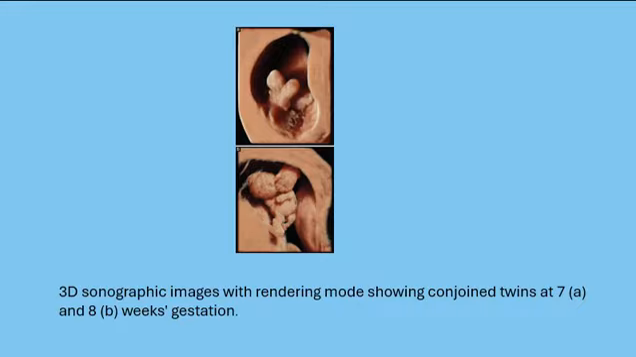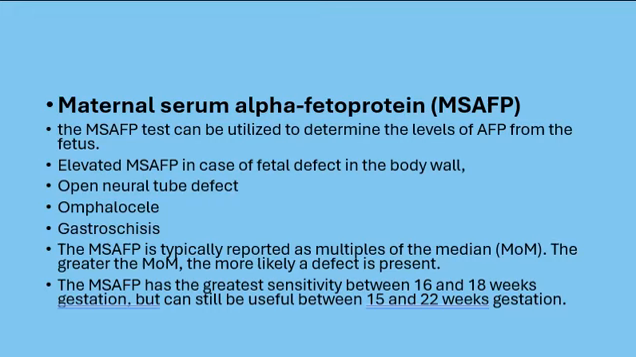Maternal blood sampling. Maternal serum alpha-fetoprotein, MSAFP. The MSAFP test can be utilized to determine the levels of AFP from the fetus. Elevated MSAFP in case of fetal defect in the body wall. Open neural tube defect. Omphalocele. Gastroschisis. The MSAFP is typically reported as multiples of the median, MOM. The greater the MOM, the more likely a defect is present.